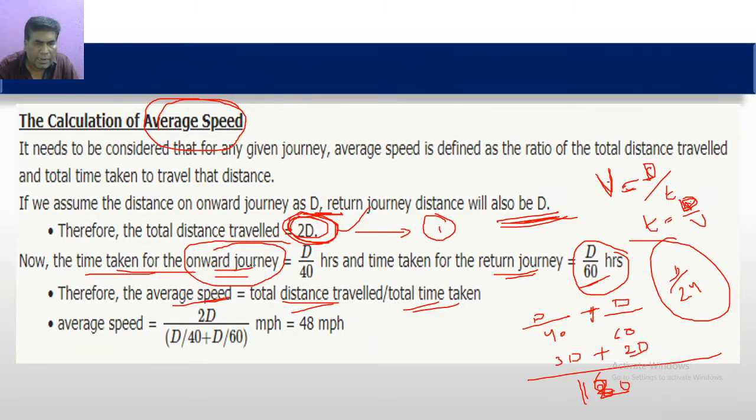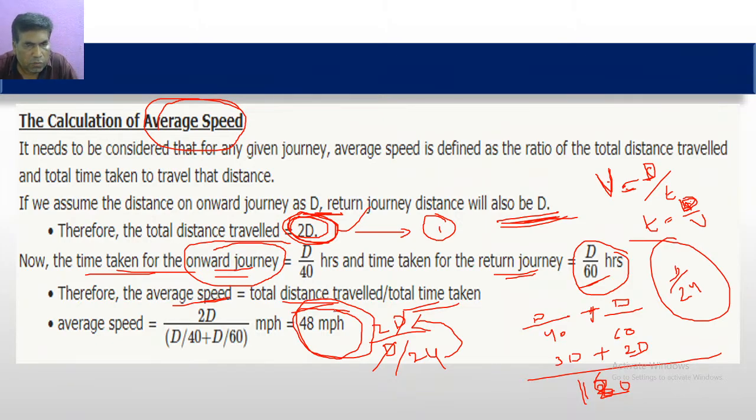So we can write 2d by d by 24. Like this we can write. d and d will get cancelled. This 24 will go to the numerator. 24 twos are 48. So what is the correct answer? 48 miles per hour.